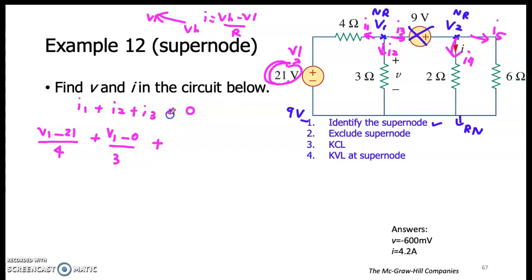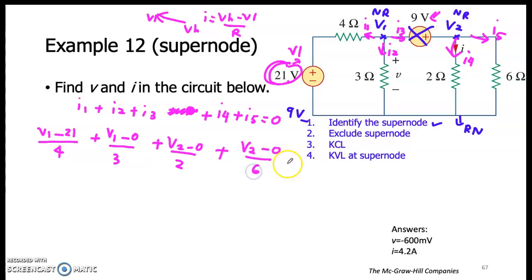So this equation doesn't stop here because you are having this supernode. So you need to continue here, it becomes I4. Why is this one I4? Because you are going to exclude this supernode. Okay, plus I5 equal to 0. Now let's continue. What is I4? V2 minus 0 over 2, plus the last one is I5, that is V2 minus 0 over 6, equal to 0.